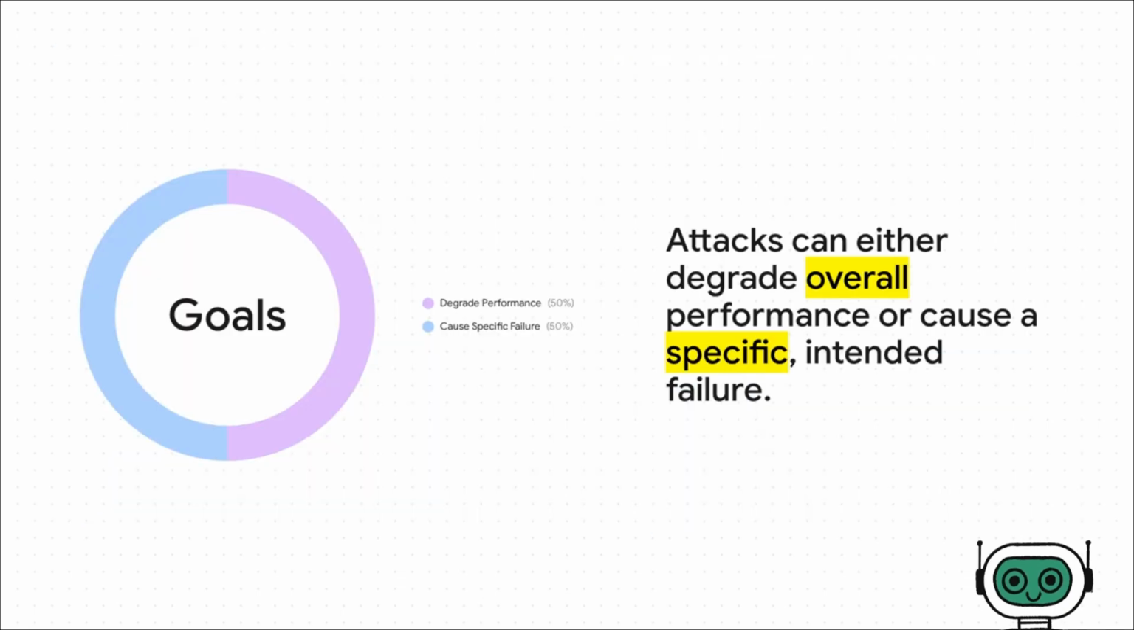So what is an attacker trying to achieve? Well, there are really two main goals. The first is pretty blunt. Just degrade the model's overall performance, make it less accurate, less reliable. The other is much more surgical. It's a targeted attack designed to cause a very specific failure. For instance, making the model misclassify one particular thing, while it works perfectly the rest of the time.